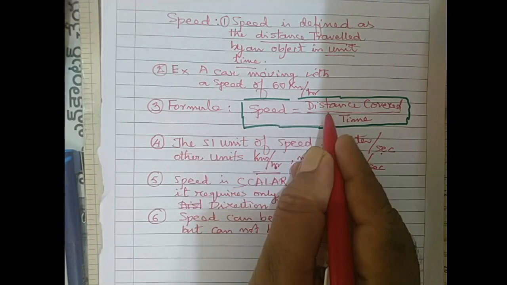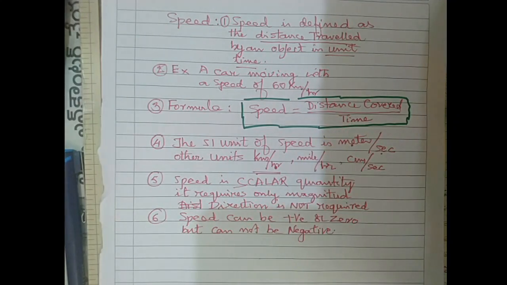Formula: speed is equal to distance by time, or distance covered by time. Simple formula, speed is equal to distance by time. In the numerator distance, in the denominator time. We will do some problems now.